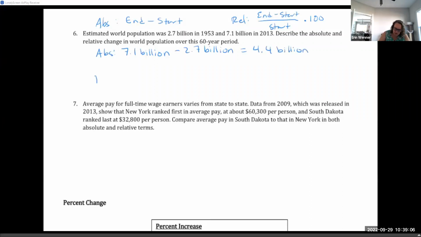To find the relative change, I'm going to take the ending amount, 7.1, minus the starting amount, 2.7, and divide that by the starting amount of 2.7. And yes, I know we don't have the word billion in there, but they're all billions, so we don't have to really worry about it, right? If you wanted to write them all out, once you subtract them and divide, you're going to end up with a 10 to the 9th in the numerator and a 10 to the 9th in the denominator, and they just cancel themselves out. So again, we end up multiplying this amount by 100.